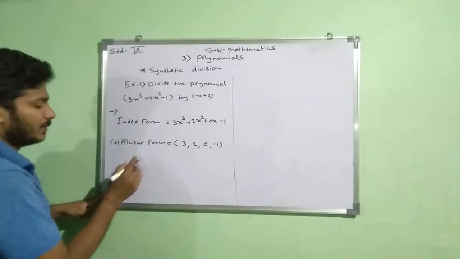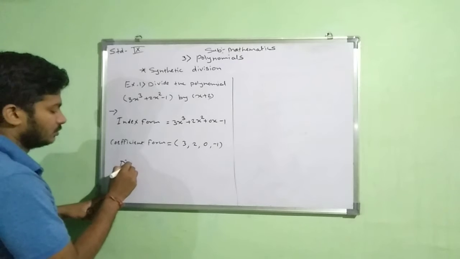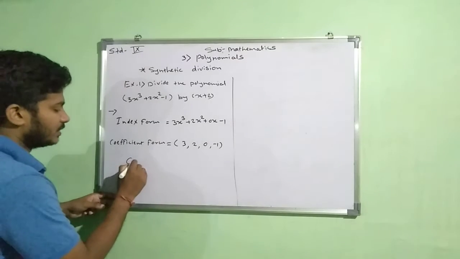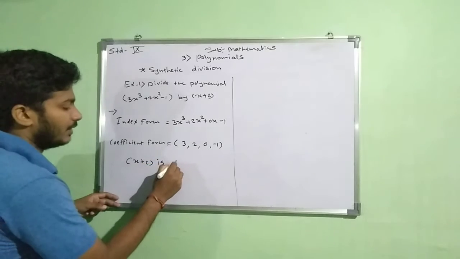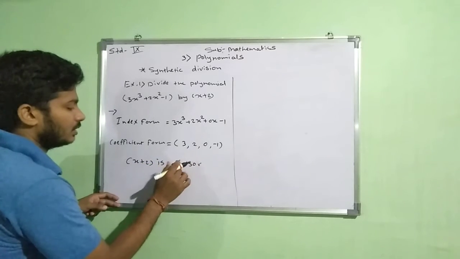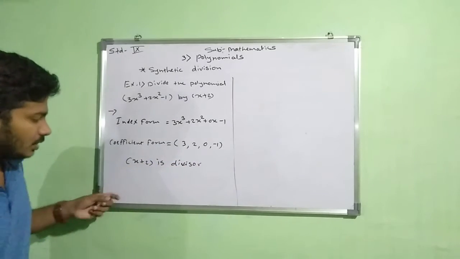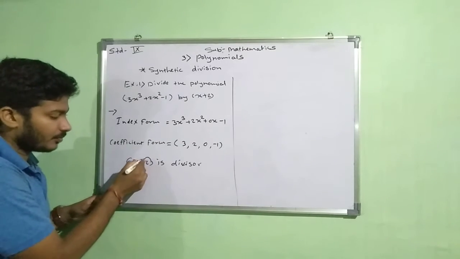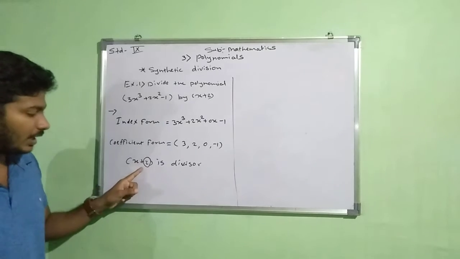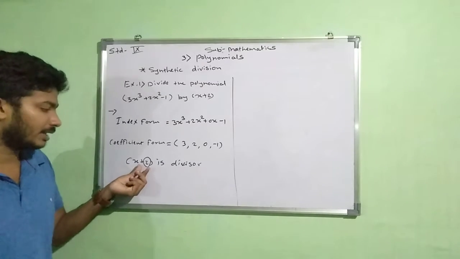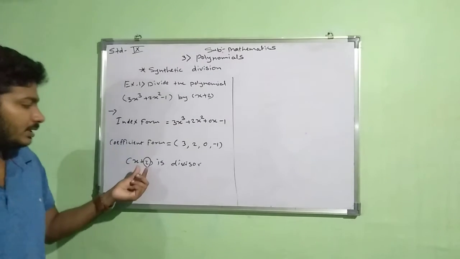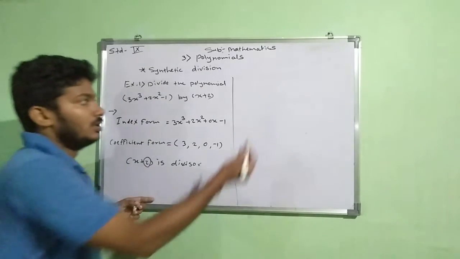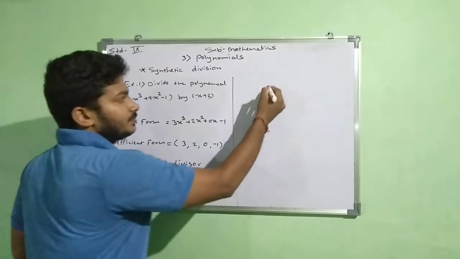Now x plus 2 is the divisor. Look very carefully at the constant term of the divisor. Here we have plus 2 as the constant term in our divisor. While using this method, we have to write the opposite of plus 2, so the opposite of plus 2 will be negative 2. So let us start the method.